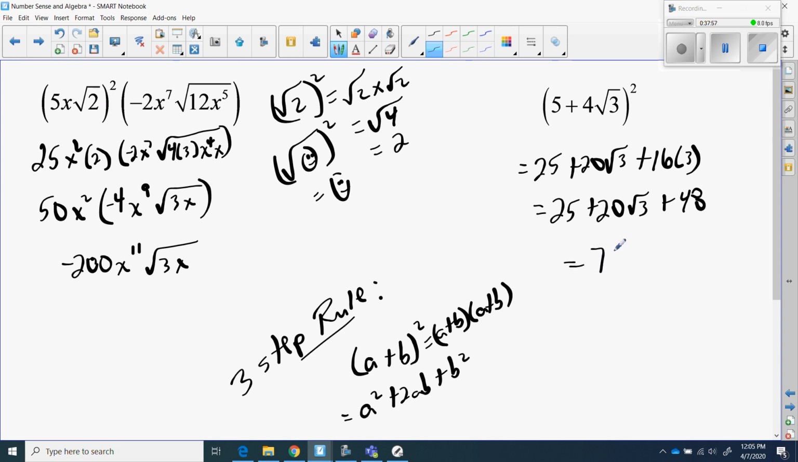I've got 73 plus 20 radical 3. And that would be it. Final answer. You cannot combine these in any way because this one's a radical 3 term. This is just a regular numeric term of 73. It has no radical part to it to allow us to combine them together. So you would be finished. Final answer.